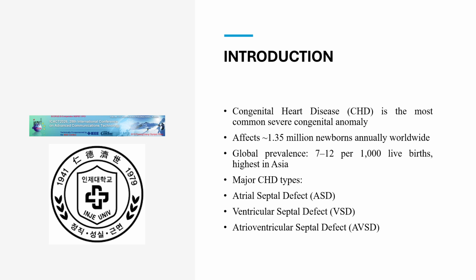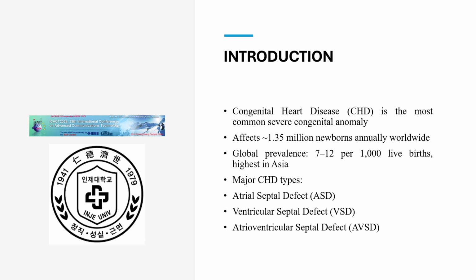Congenital heart disease is the most common severe congenital anomaly. It affects 1.3 million newborns annually worldwide. Global prevalence is 7 to 12 per 1,000 live births, highest in Asia.